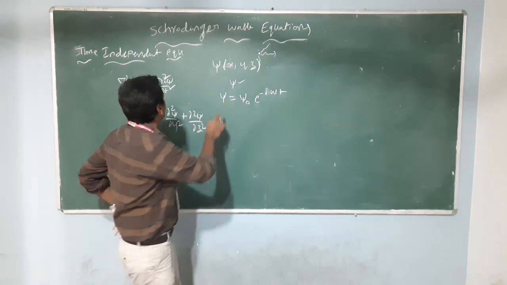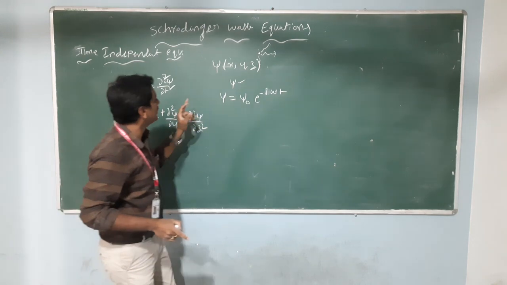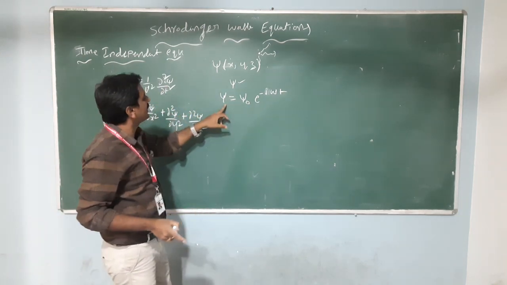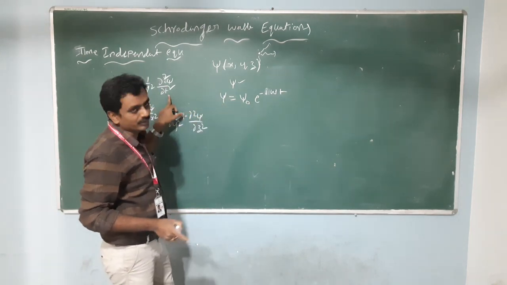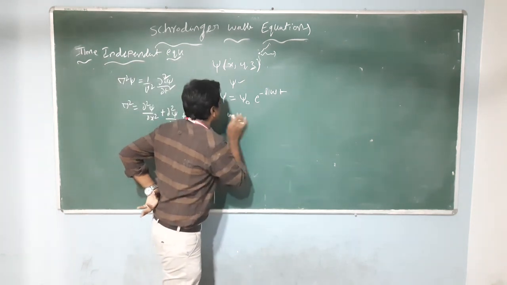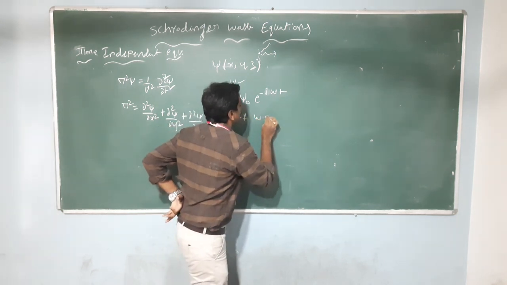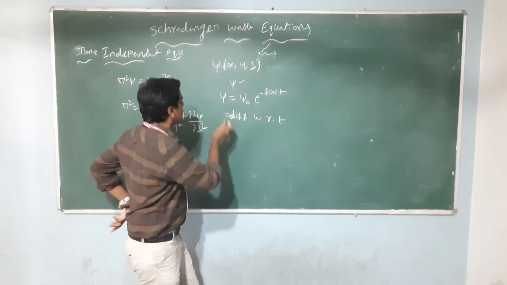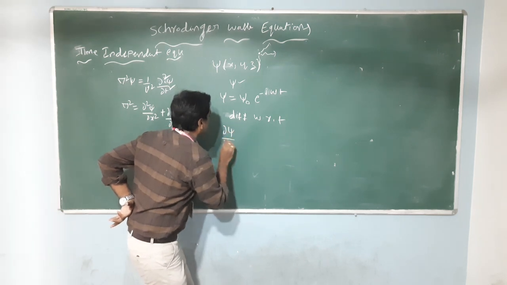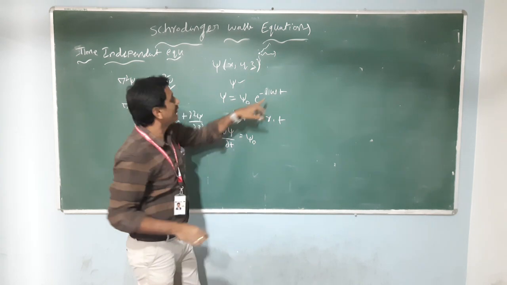For solving the Schrodinger time independent equation, first we differentiate the psi value with respect to t. If you differentiate, dou psi by dou t is equal to psi naught into e power i omega t.